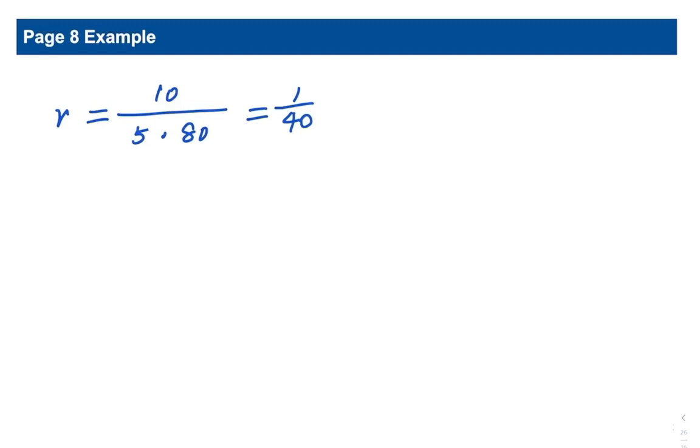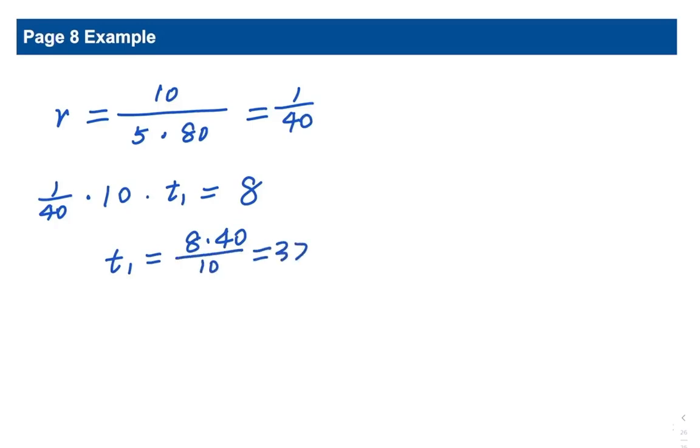We have 10 hoses and we need to fill 8 small tanks. So 1/40 times 10 hoses times T1 equals 8 small tanks. So what is T1? T1 is 8 times 40 divided by 10, which is 32 minutes.